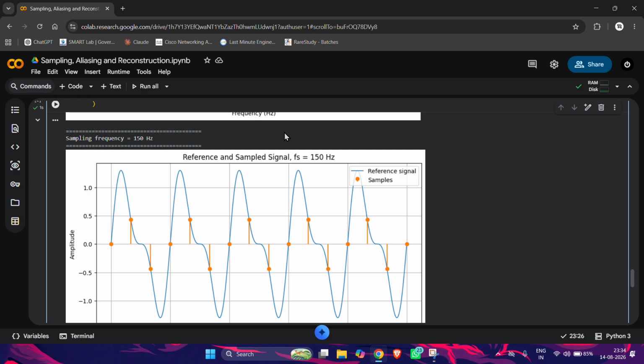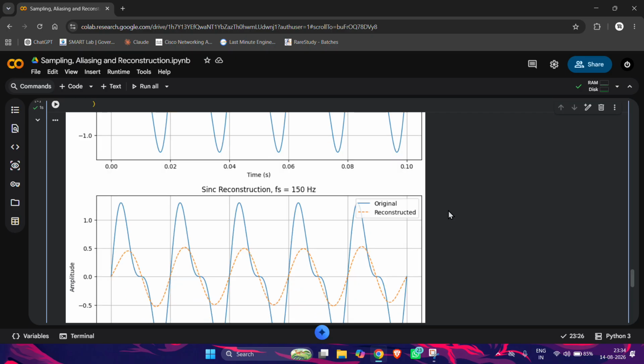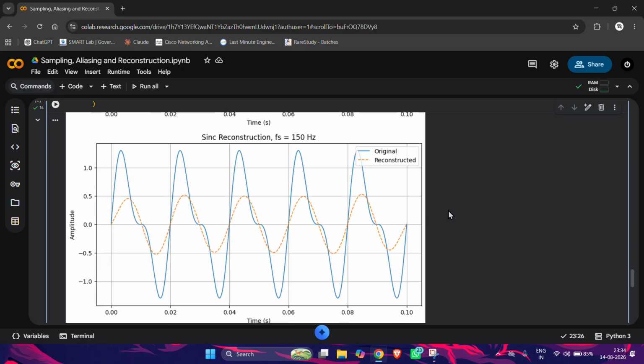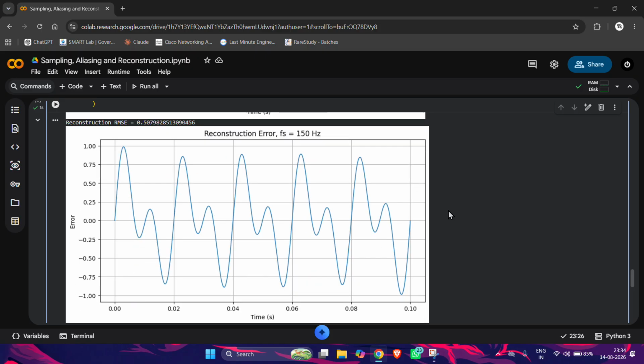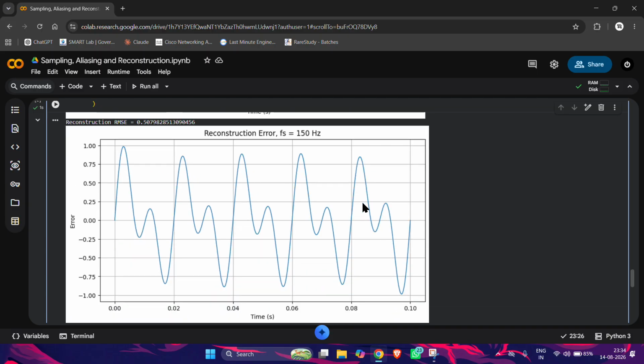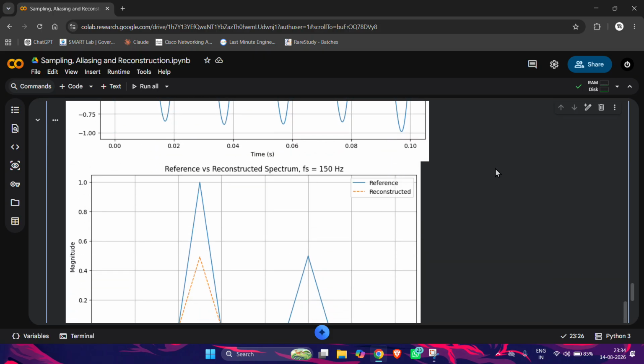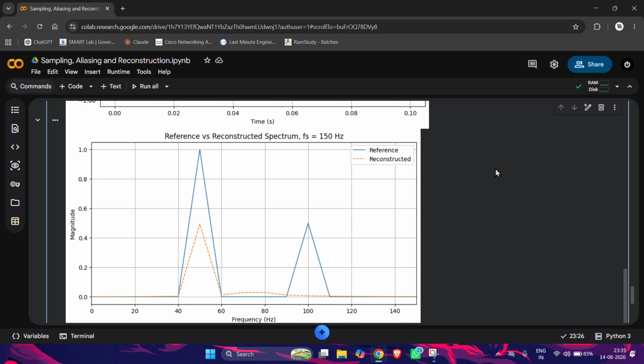Now this can be observed in the frequency domain spectrum where the frequency component folds into lower frequency regions. Because of this aliasing, the original signal cannot be perfectly recovered through reconstruction. As you can see, the original signal was something and the reconstructed or recovered signal is something else. That means we cannot recover the original form obtained in the previous case.